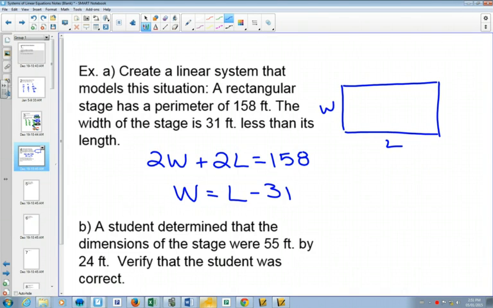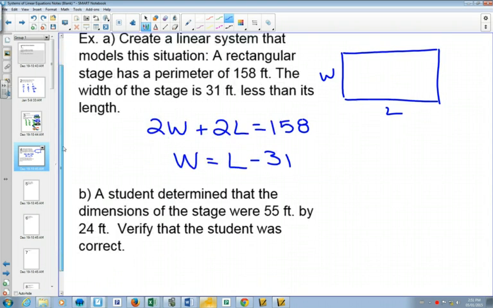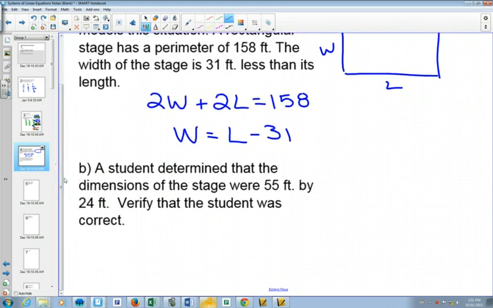We have two equations. And what we're going to learn in this unit is that any time you make two lines and you graph them, as long as they're not the same line or not parallel, they're going to cross. And where they cross, you'll find the solution. Now, students said that the answer to this was 55 feet by 24. Verify that the student was correct.